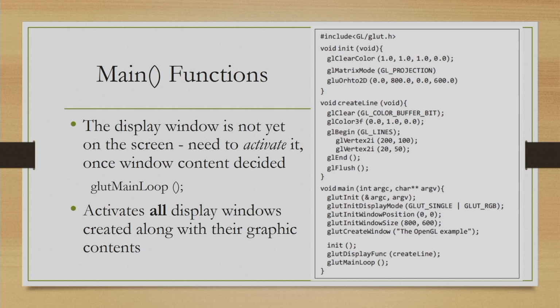Now, those are all done, but the window is still not on the screen. We need to activate it once the window content is decided. That we do with this function glutMainLoop. Here it activates all display windows created along with their graphic contents. So, this function glutMainLoop actually puts the window with its content on the screen.